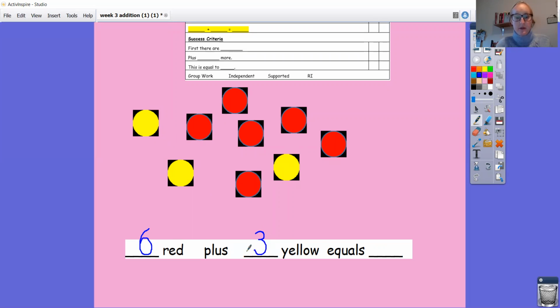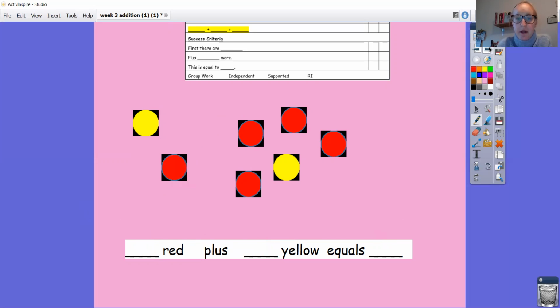So far we've got 6 red plus 3 yellow counters, and that is equal to, let's work out. So 1, 2, 3, 4, 5, 6, 7, 8, 9. So this is equal to 9. So this whole sentence, we can say that 6 red plus 3 yellow equals 9. Can you have a go at saying that with me? So 6 red plus 3 yellow equals 9.